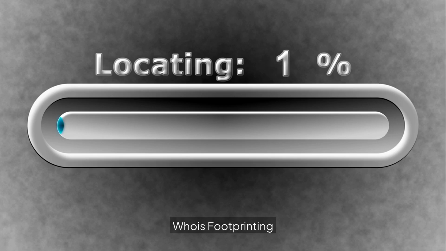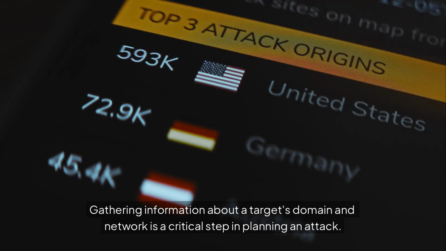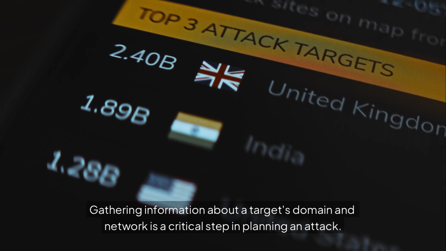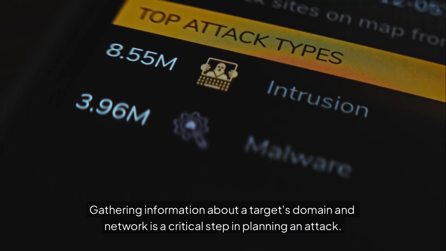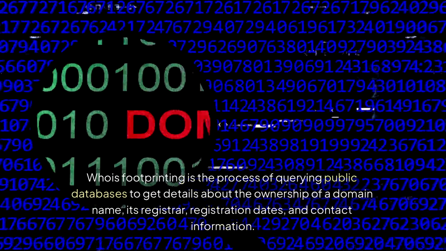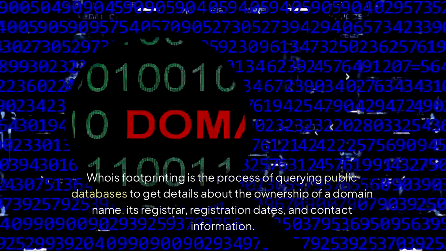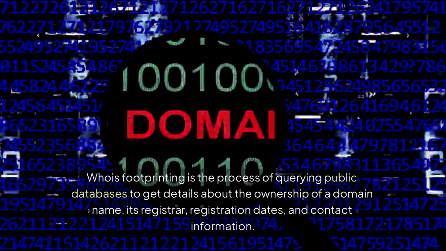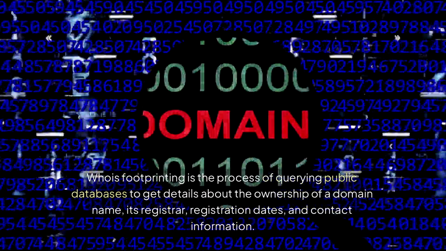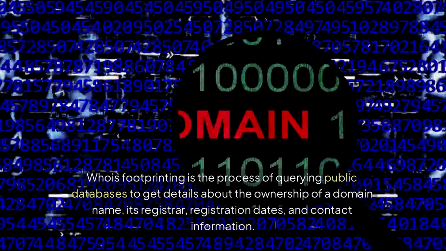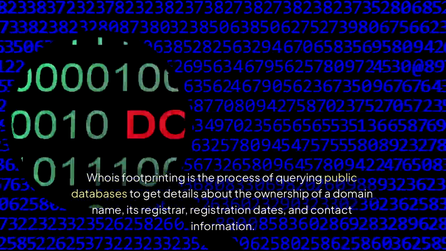Whois footprinting. Gathering information about a target's domain and network is a critical step in planning an attack. Whois footprinting is the process of querying public databases to get details about the ownership of a domain name, its registrar, registration dates, and contact information.